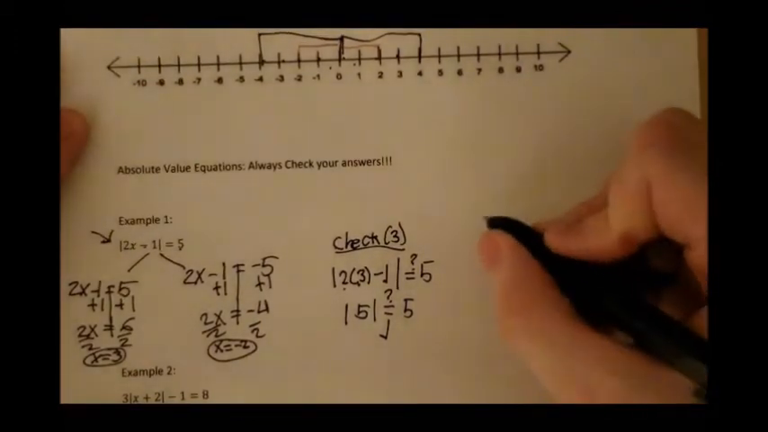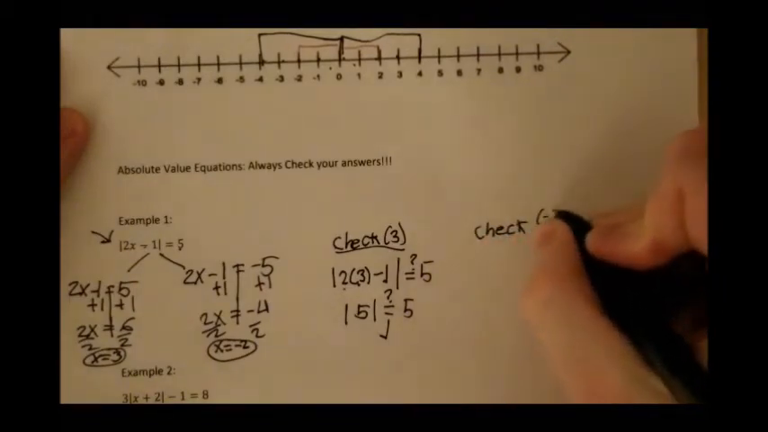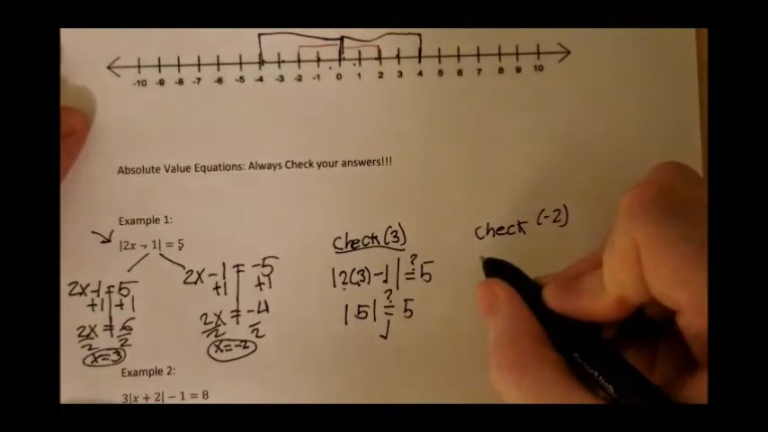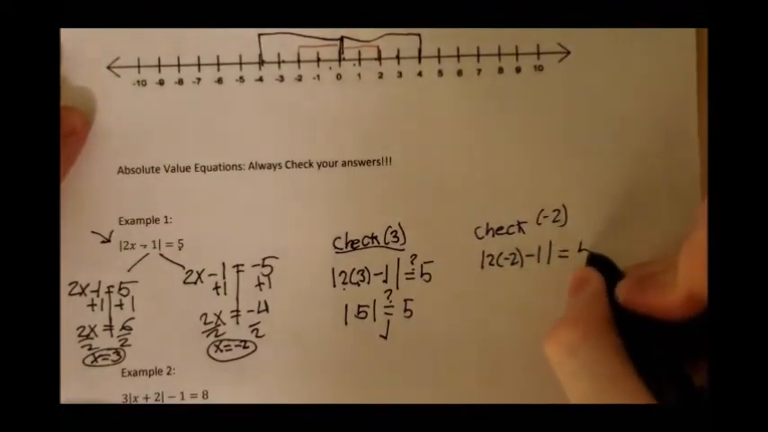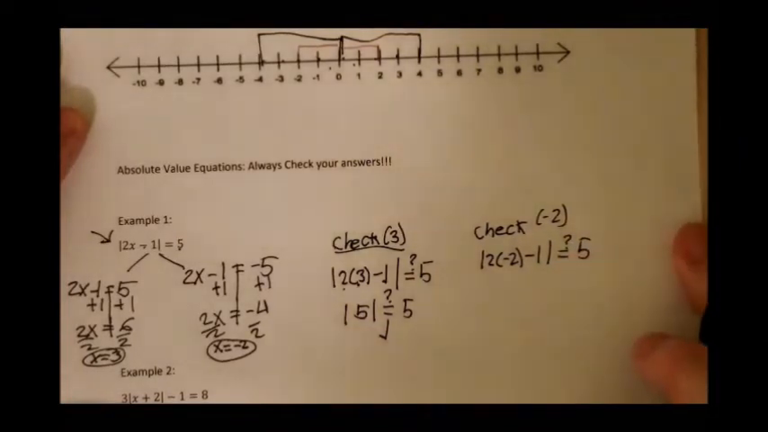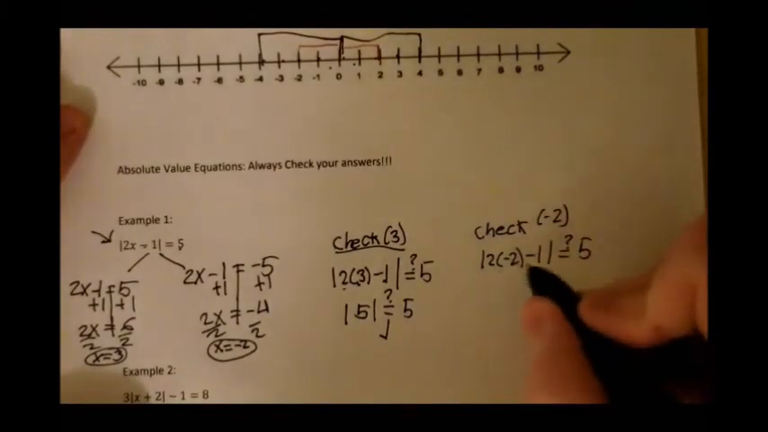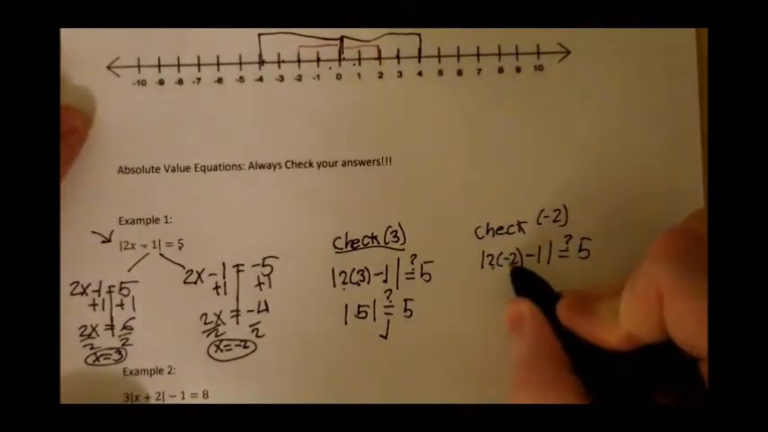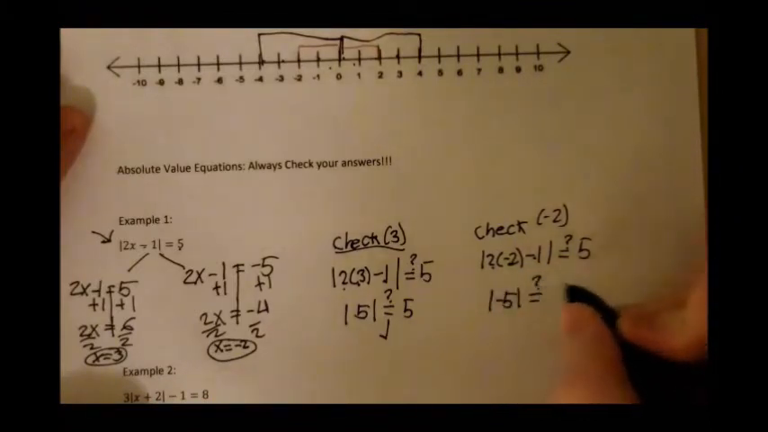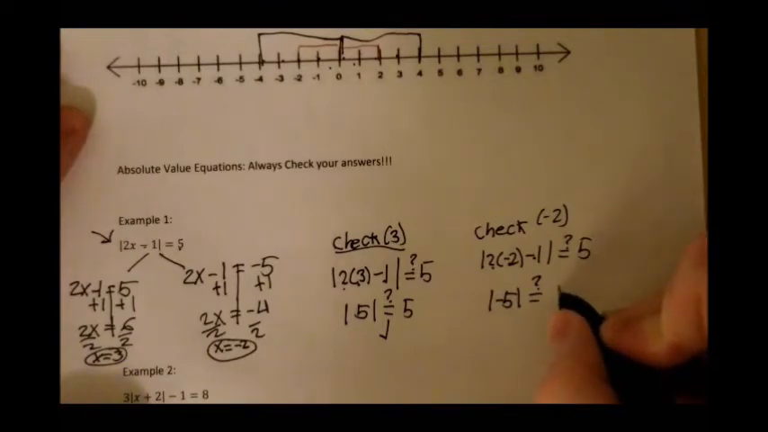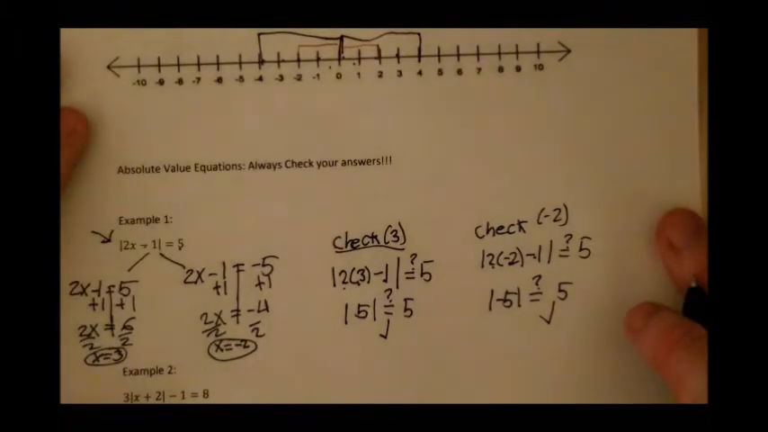How about you guys check the second answer we got? We got -2. So if you plug it in, this is what it'll look like. The question is, does this equal 5? Well, assuming you check this, 2 times -2 is -4, minus 1 would be -5. Does the absolute value of -5 equal 5? Well, yes, it does. -5 would be 5 away from 0.